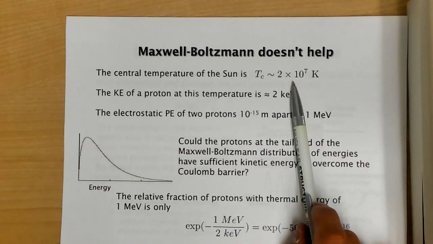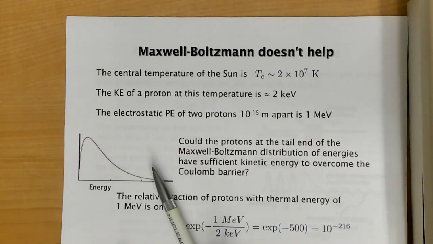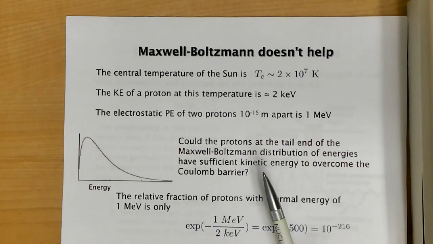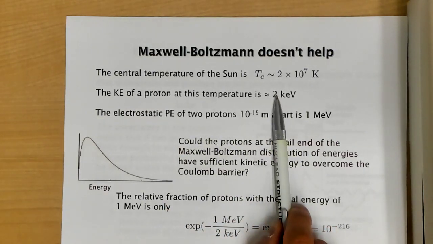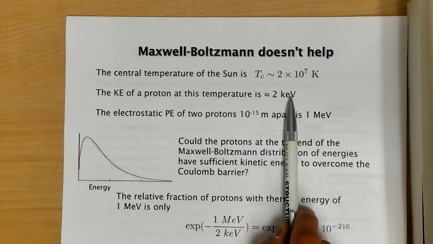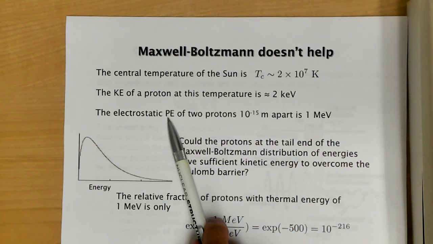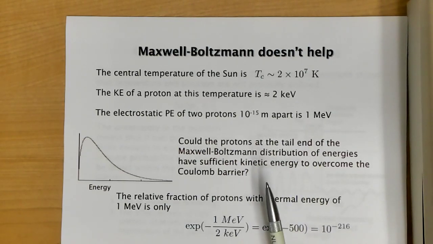Now, you might say maybe the tail of the distribution, the Maxwell-Boltzmann distribution, is what drives this reaction. It's just those very energetic protons at the tail. But that turns out not to work. The average kinetic energy of the proton at this temperature is 2,000 eV, like we said. But the electrostatic potential energy at this distance of a femtometer is about 1 MeV.